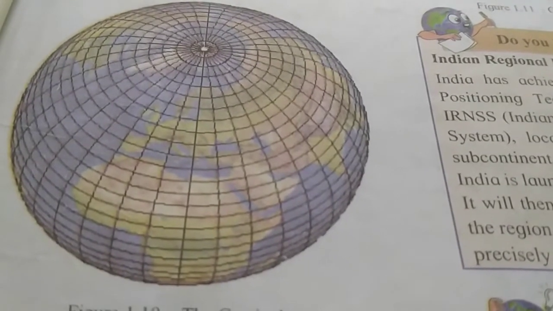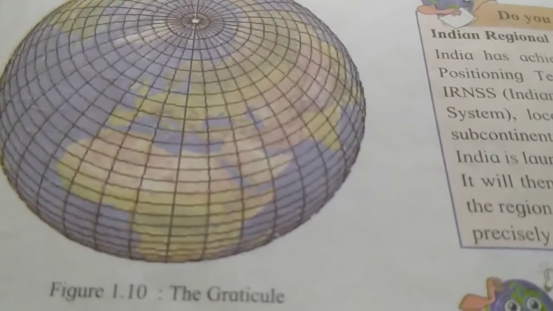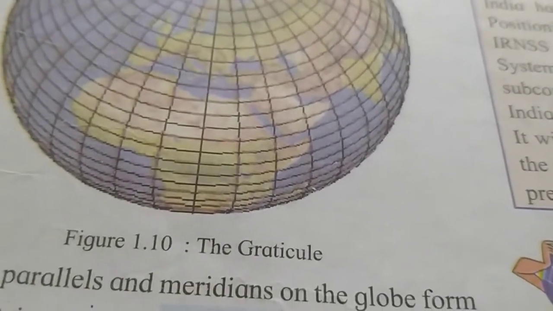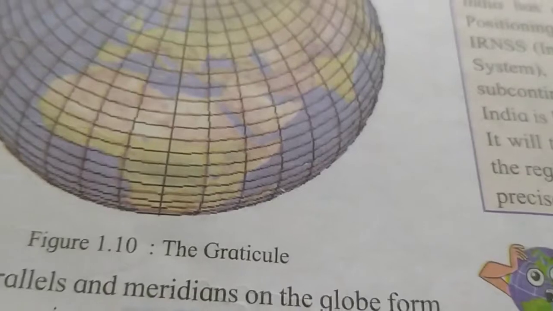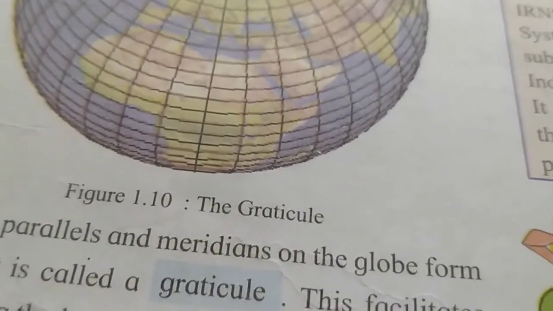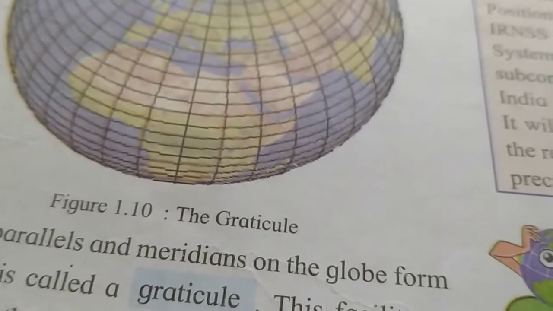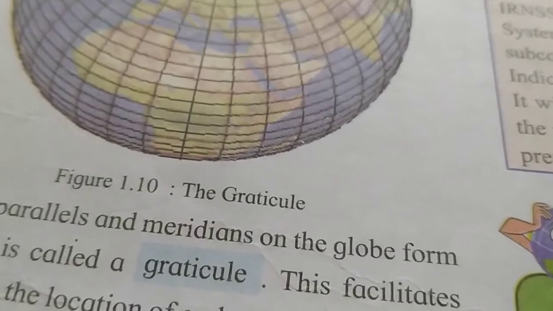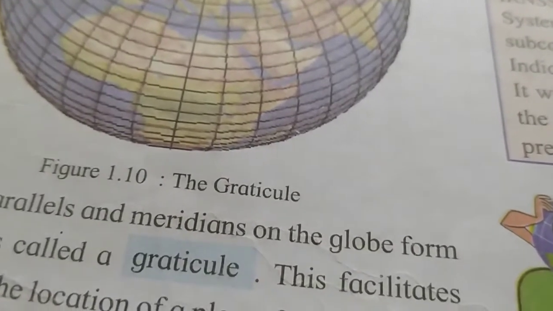0 degree prime meridian, 180 degree meridian, 1 degree east to 179 degree east, 1 degree west to 179 degree west meridians. Thus there are 179 meridians in the western hemisphere and 179 in the eastern hemisphere.